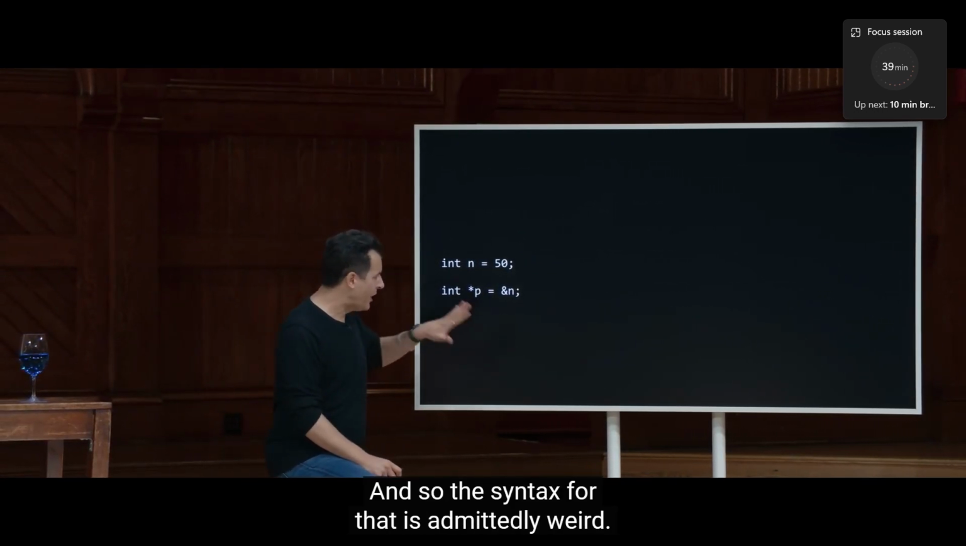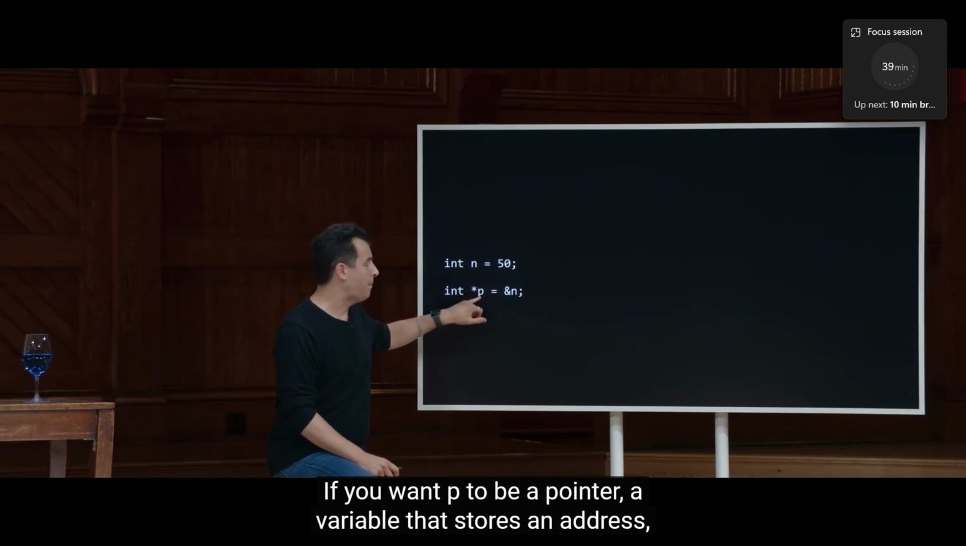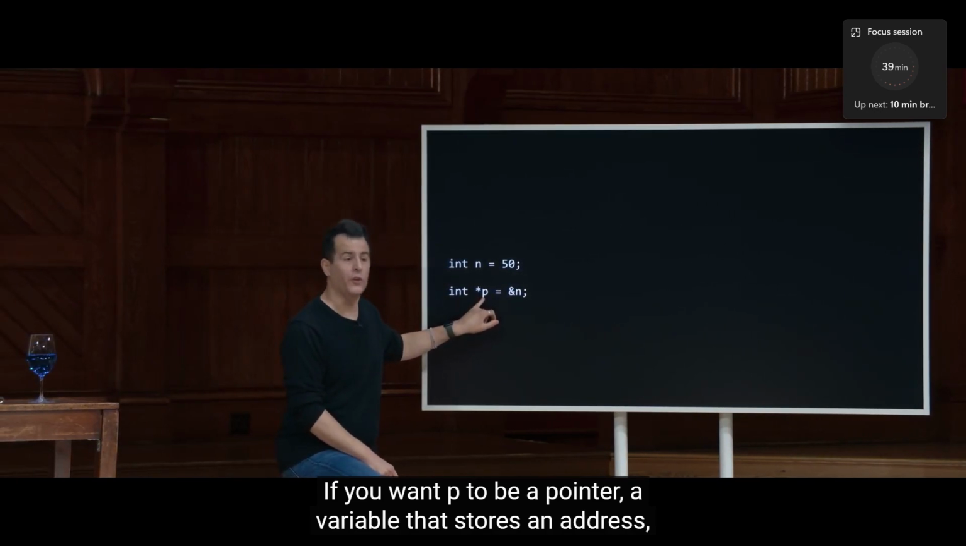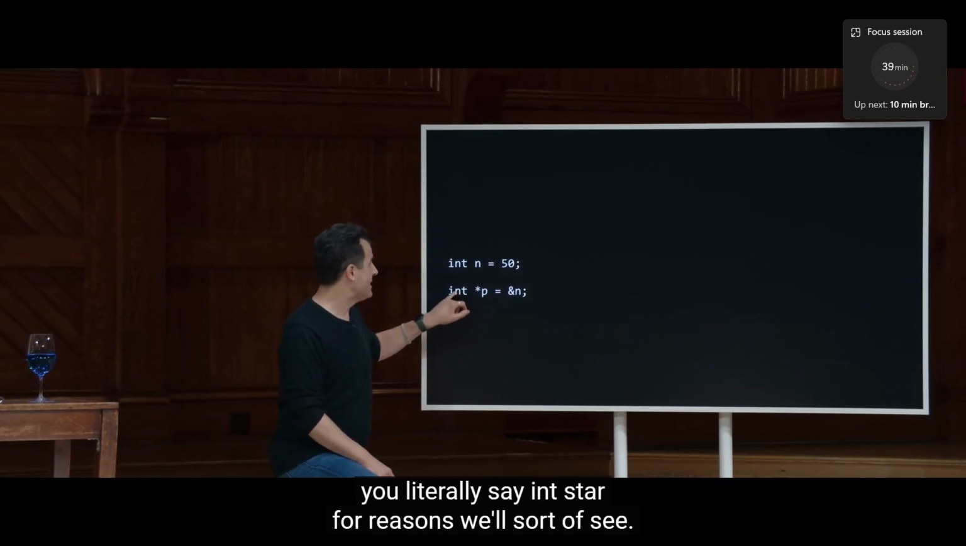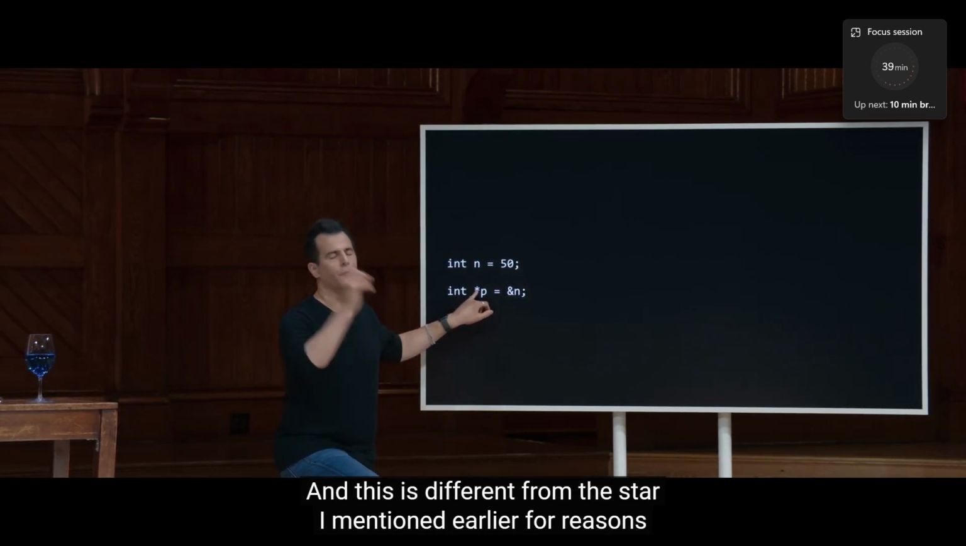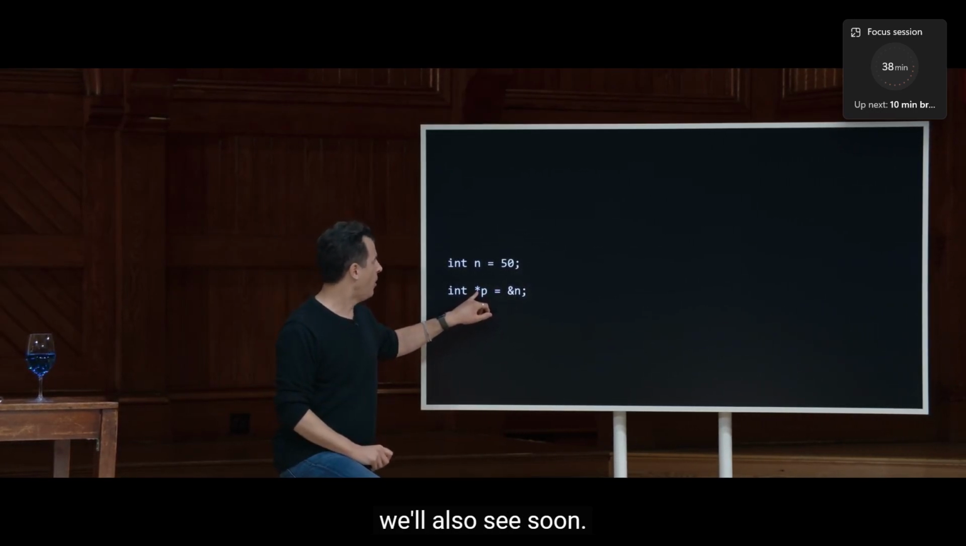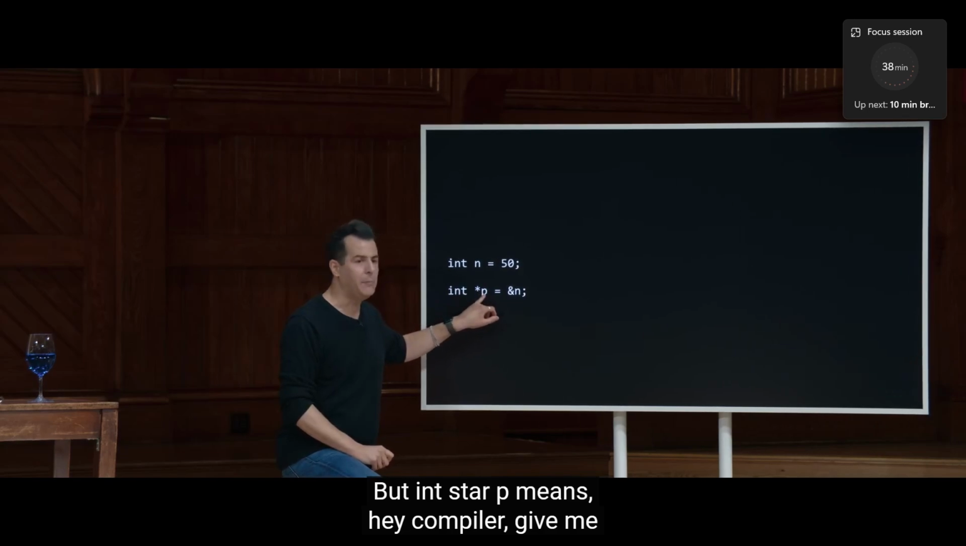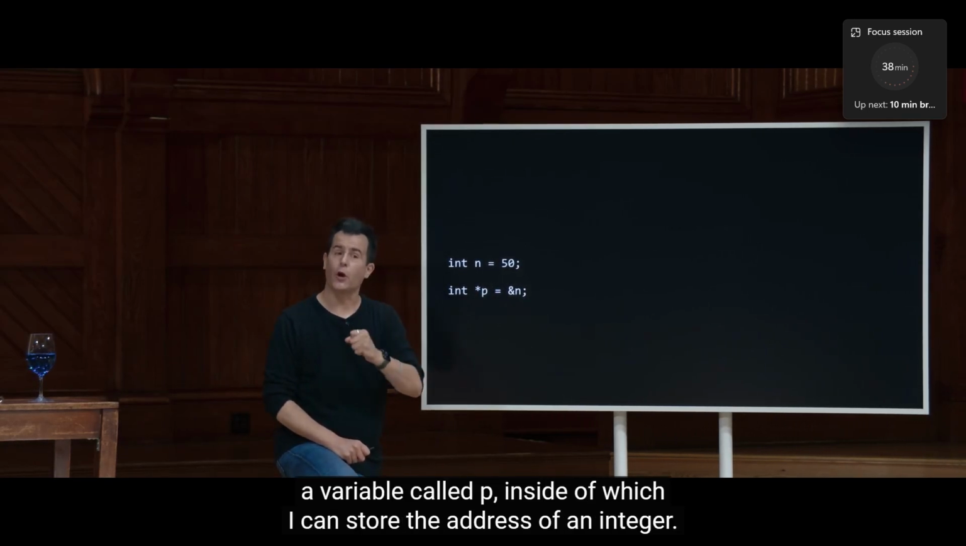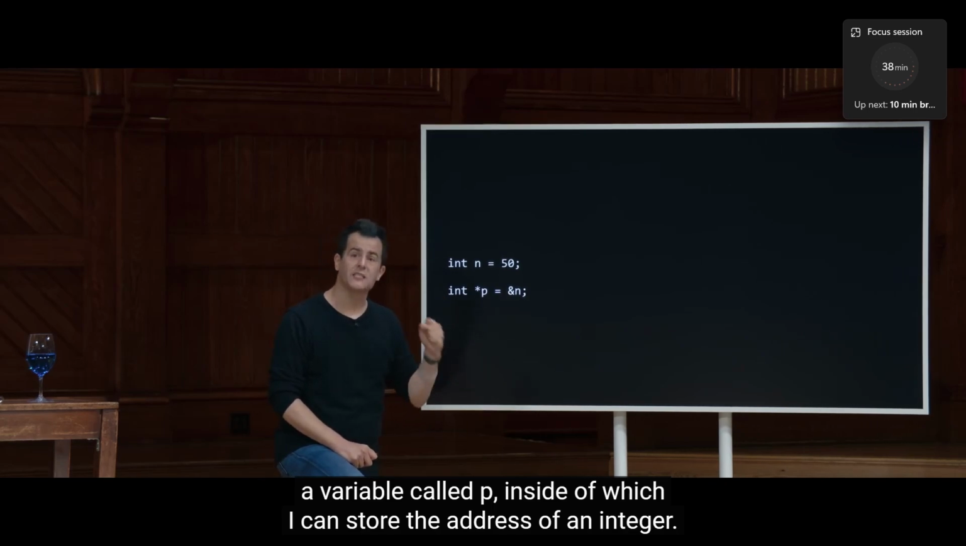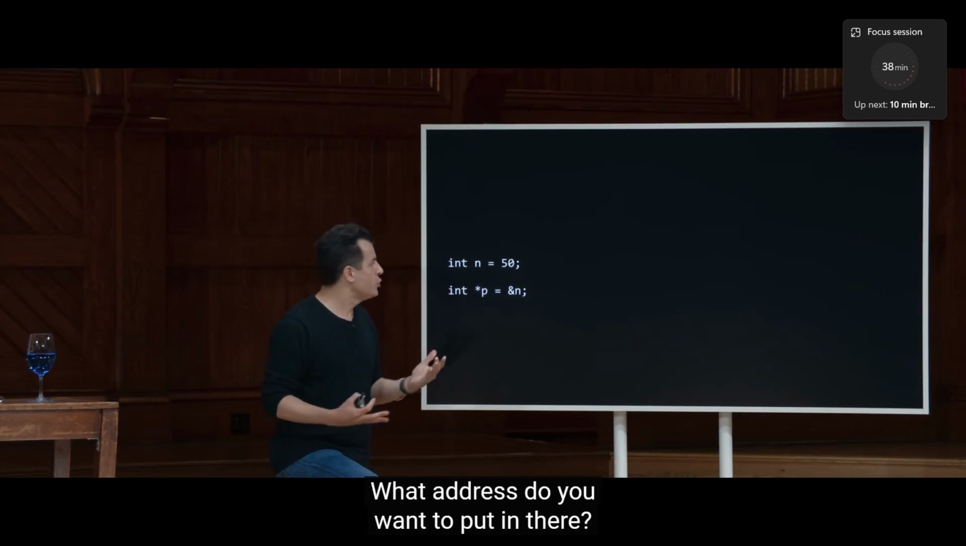And so the syntax for that is admittedly weird. If you want p to be a pointer, a variable that stores an address, you literally say int star, for reasons we'll sort of see. And this is different from the star I mentioned earlier, for reasons we'll also see soon. But int star p means, hey, compiler, give me a variable called p, inside of which I can store the address of an integer. What address do you want to put in there?